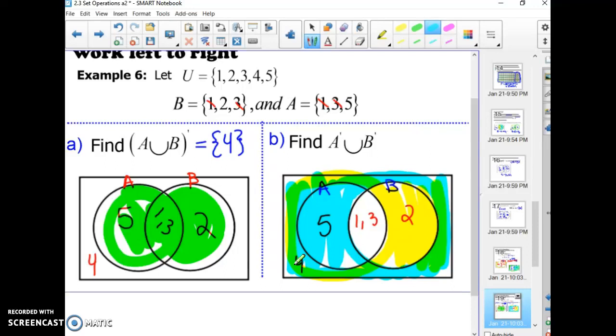So the union means it's everything I have highlighted. So I have 4, 5, and 2 highlighted. So then my answer is going to be, I'm going to write it in order 2, 4, and 5. And that then is my answer for that problem. I think it's really easy to see these when you have them set up as a Venn diagram.